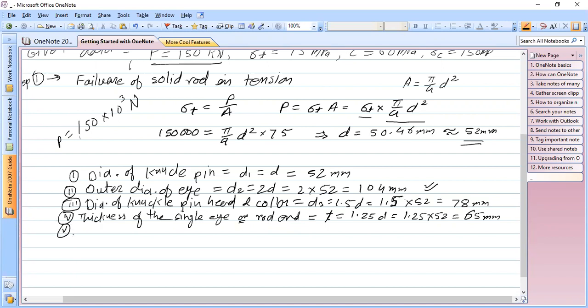Then we'll come for the fifth one. We'll find the thickness of the fork. Thickness of the fork is T1, equal to 0.75 times diameter. This will give you 0.75 into 52, which comes out as 39 mm. Then we will go for the next, which is the thickness of the pin head.